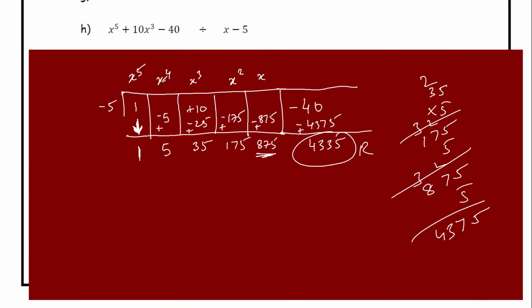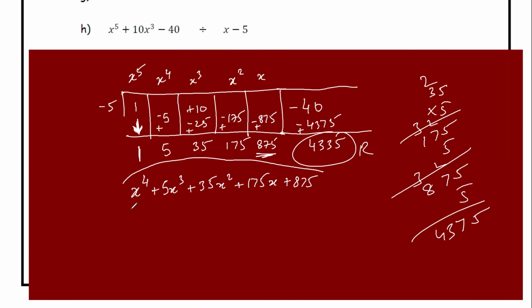My quotient: x to the power 5 is out here, so this will become x to the power 4 plus 5x cubed plus 35x squared plus 175x plus 875. And that whole thing is your quotient.